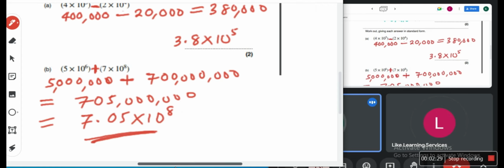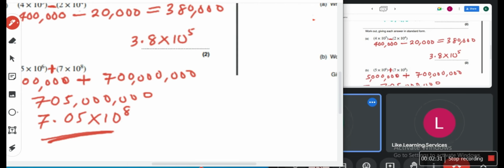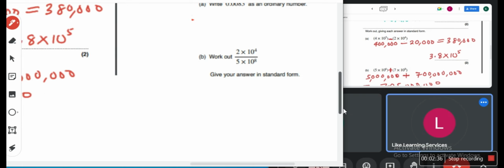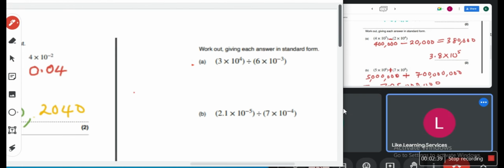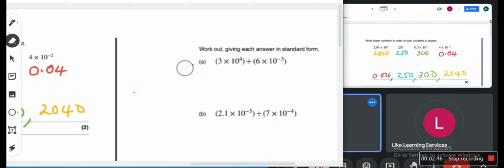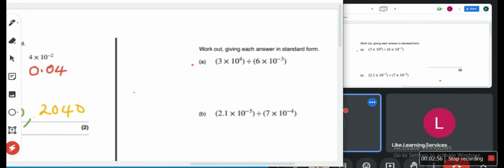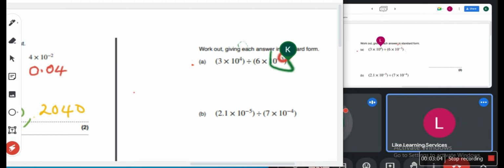Okay. Cool. Let's go to the next one. Go to the top right quickly. Work out each, giving the answer in standard form. What do you do first? The division. You subtract the powers, right? Yeah. Okay, go ahead and do that.